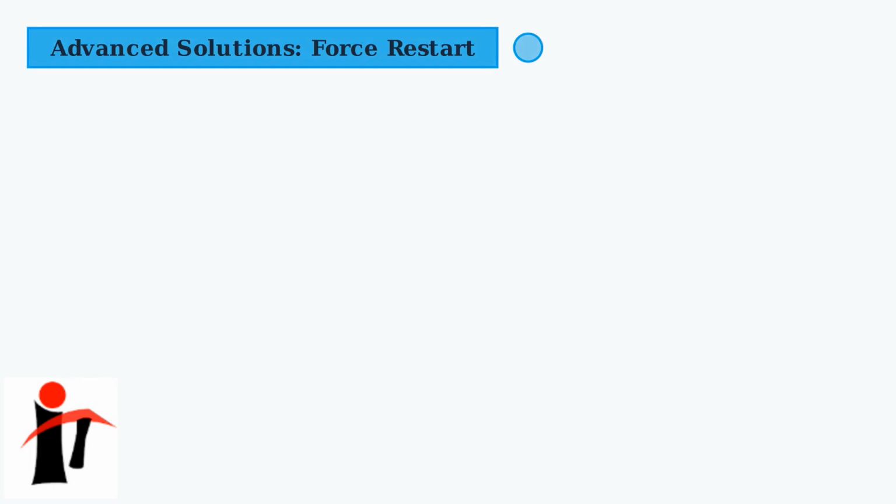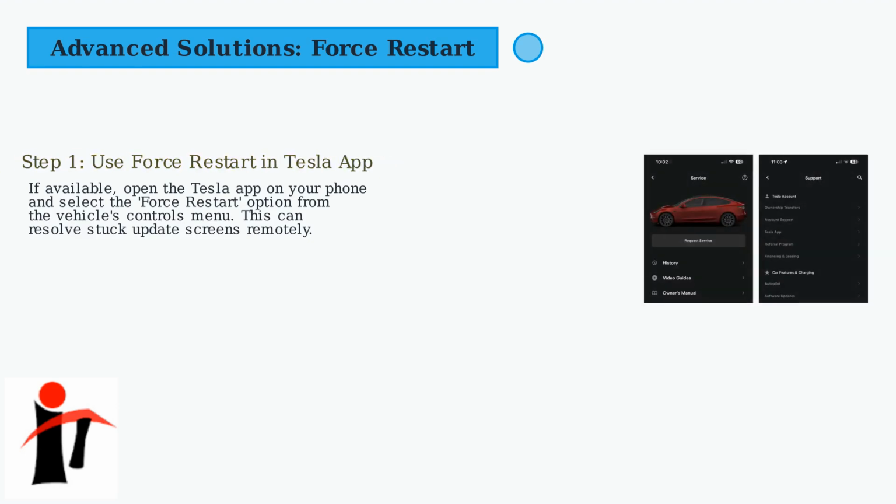For persistent Tesla Model 3 update issues that resist basic fixes, advanced solutions can help. We'll explore 3 escalating options: force restart via the Tesla app, hard reboot using vehicle controls, and battery disconnection as a last resort. First, try the force restart option in the Tesla mobile app. Open the app, navigate to your vehicle's controls, and look for the force restart feature if it's available on your model. This remote command can often resolve stuck update screens without physical access to the car.